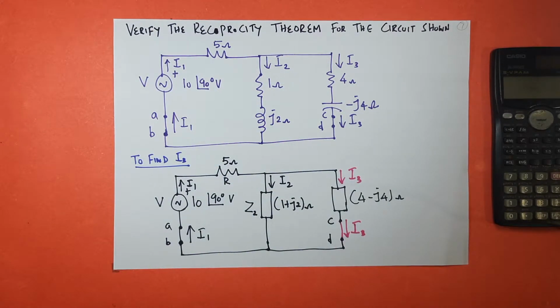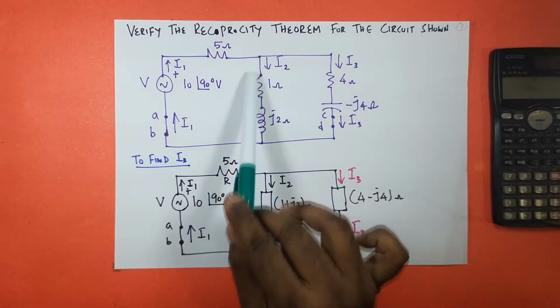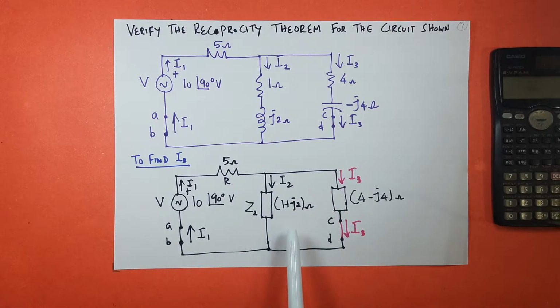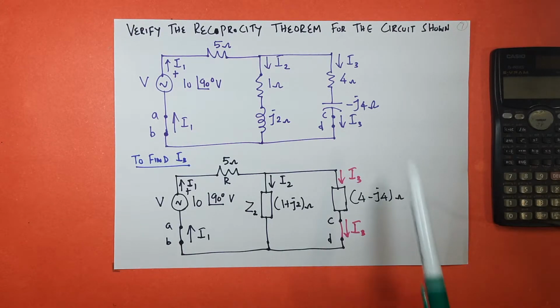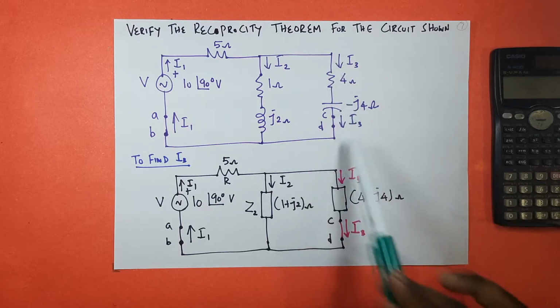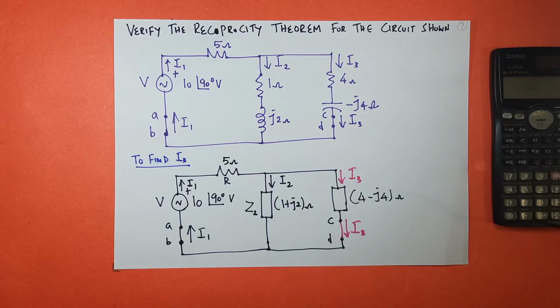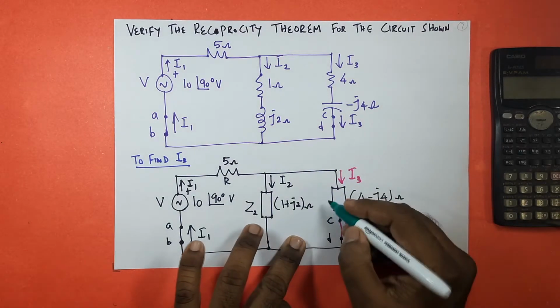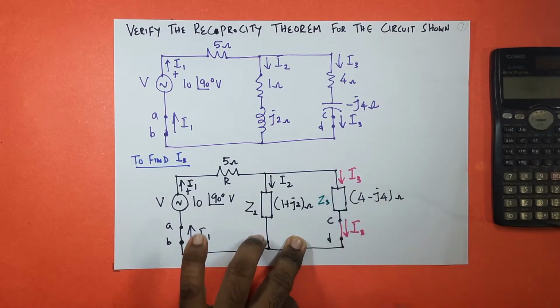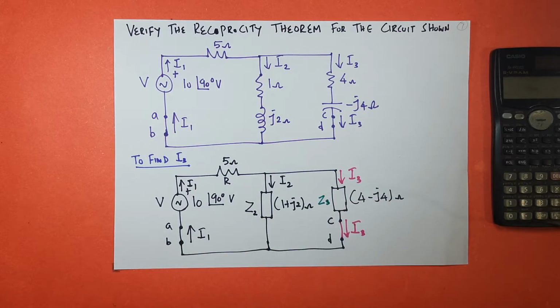So what I am going to do is, these two are in series, you combine. So this you call Z2. This is R, a pure resistor R. So 1 plus J2 ohm. And again these two are in series. You can call this as Z3, which is 4 minus J4. Okay. So we have to find out what is this I3.